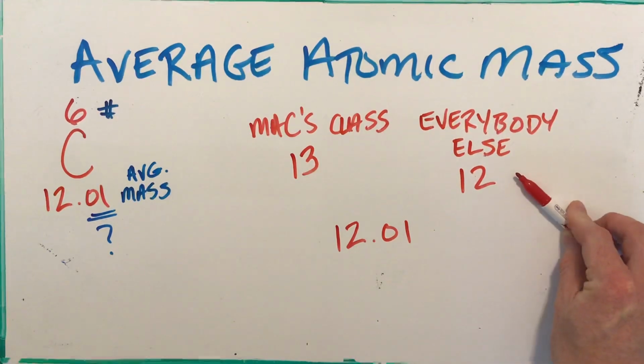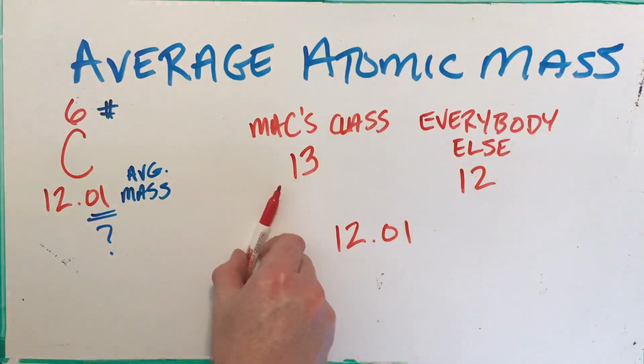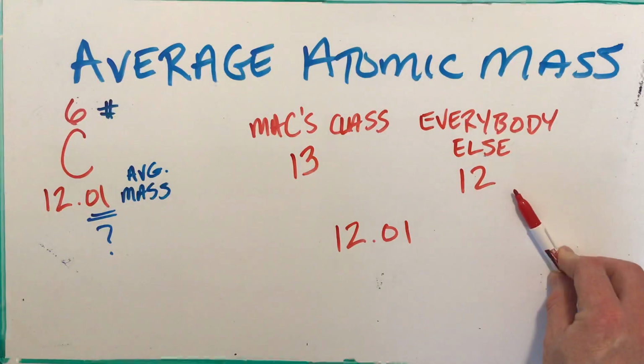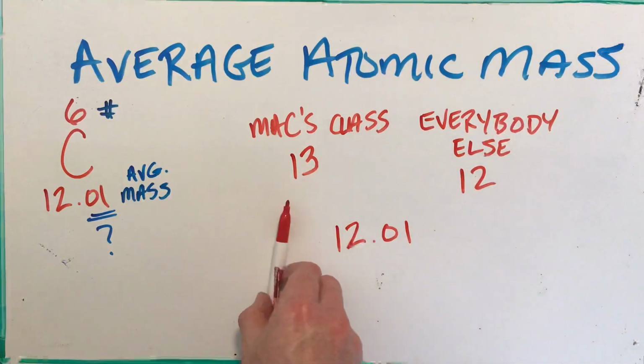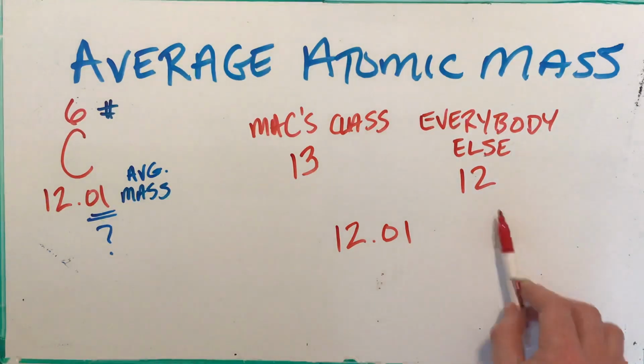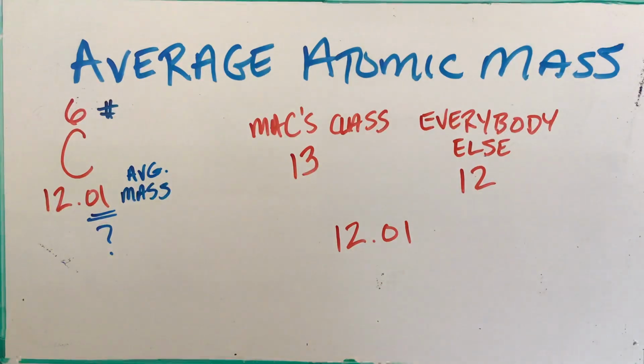So here's the thing. Almost everybody in the school makes 12. A few of us make 13. If I average that out in relation to abundance, a whole bunch of abundant 12s, very few 13s out there, the average would be just above 12 because almost everybody is 12. Carbon is exactly the same.